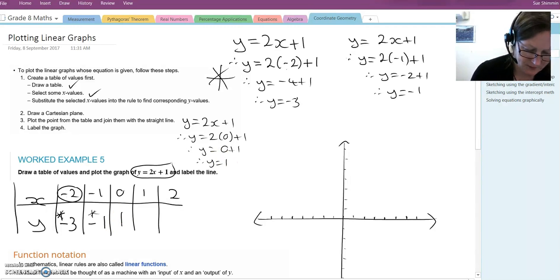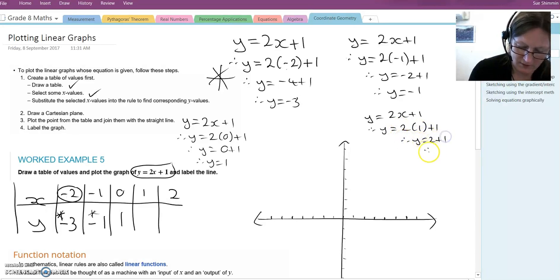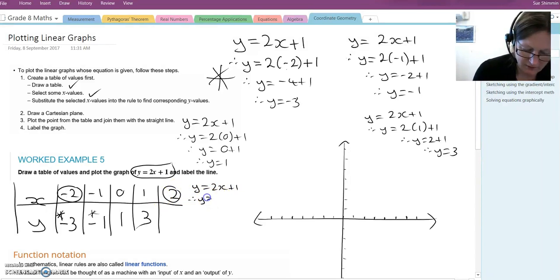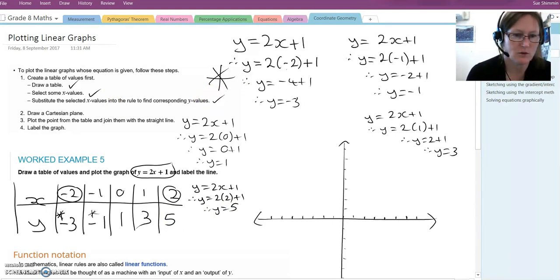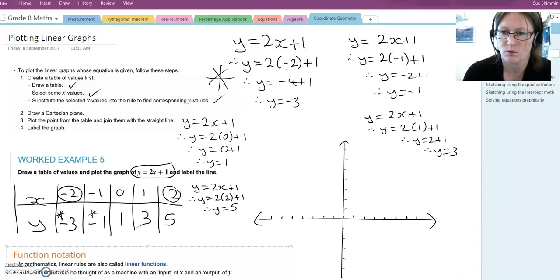Two more to go. So into my equation, y is equal to 2x plus 1, instead of x, I'm putting 1. So y is equal to 2 plus 1, so y is equal to 3. And then I'll just do it here, there's a little bit of space: y is equal to 2x plus 1. Now instead of x, I'm putting 2. So y is equal to 2 lots of 2 plus 1, so y is equal to 5. So I've done this first point. I have drawn a table, selected some x values, and substituted the selected x values in the rule to find the corresponding y values.